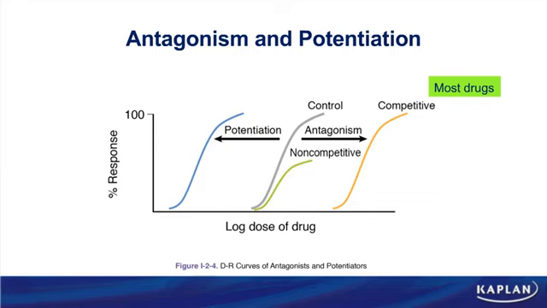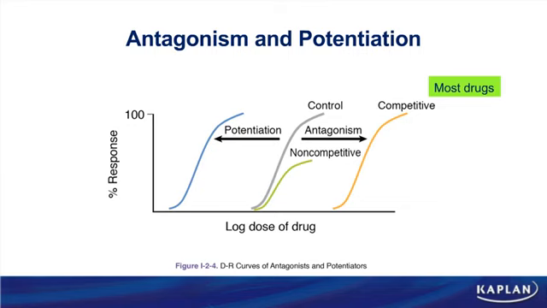This graph allows us to talk about the concept of competitive and non-competitive antagonism, and also to look at the concept of potentiation. If you look right in the middle of this graph, you see what's labeled as control. Well, the control in this case is actually the agonist drug.